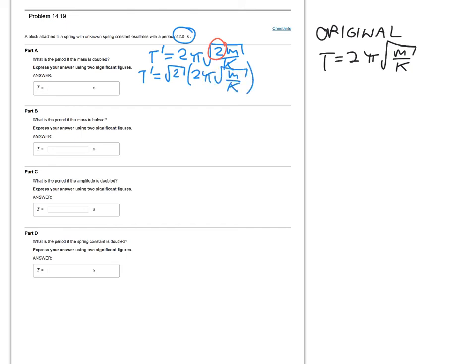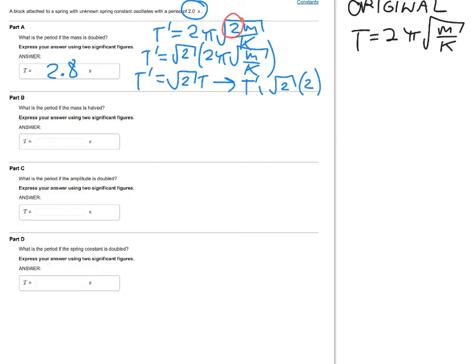So I just move that out in front, and I find here that this right here is my original period. So I can say that T prime is just going to be root 2 times T, and so that means T prime is just going to be root 2 times 2, which gives me a period here of 2.8 seconds.